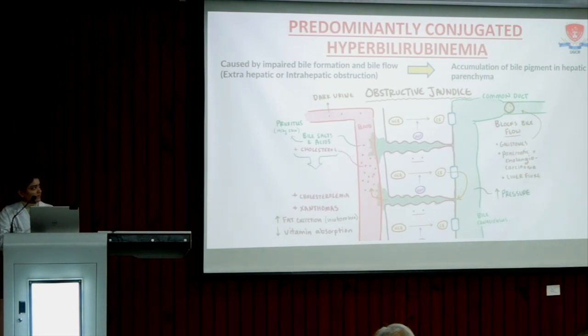But since the bile is entering the blood vessels and it has two more principal components, bile acids and salts and cholesterol, they would lead to manifestations of their own. For example, bile salts would lead to pruritus, that is itchy skin, and cholesterol would lead to hypercholesterolemia and xanthomas. And since the body is losing bile, there is impaired fat absorption, leading to increased fat excretion, which is steatorrhea, and decreased absorption of fat-soluble vitamins like A, D, E, K.